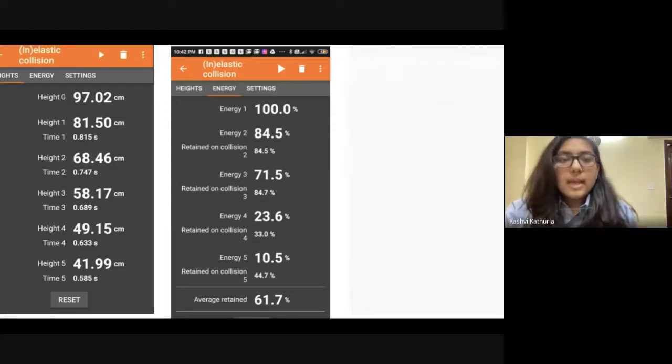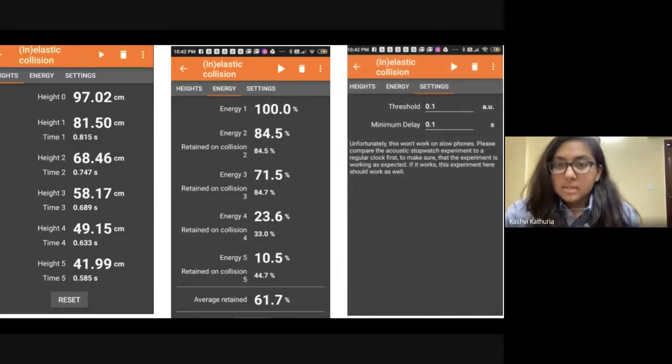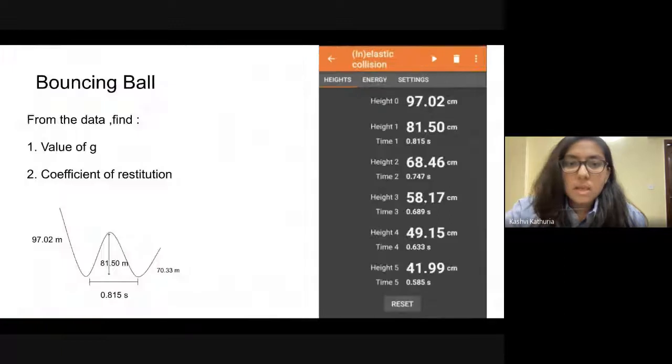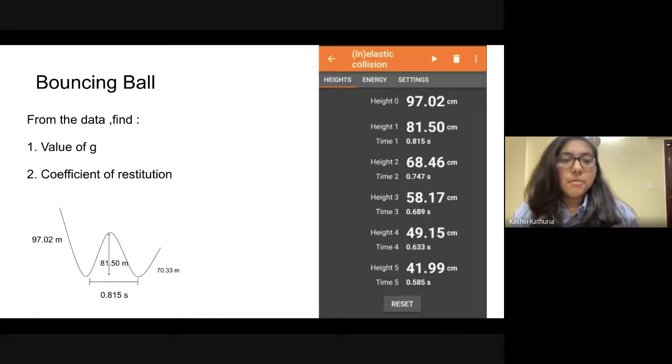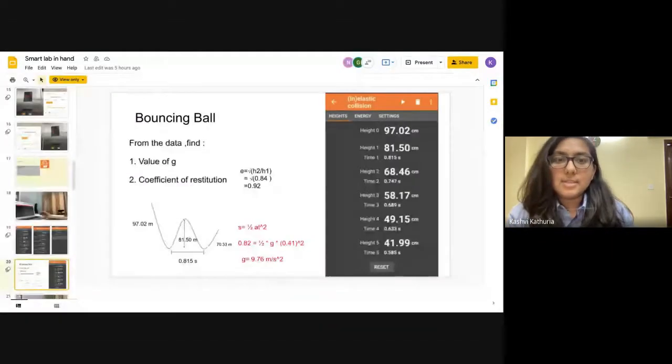So what can we find out from this, right? What can we use from this data? From this data, we can find the acceleration due to gravity, which is g, as well as the coefficient of restitution. So Neeraj ma'am, if you can take over here to explain a little about the formulas itself.